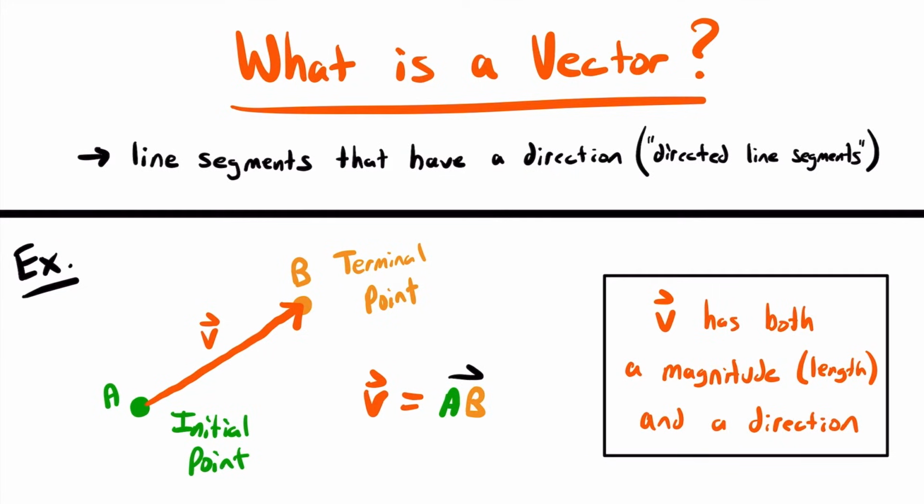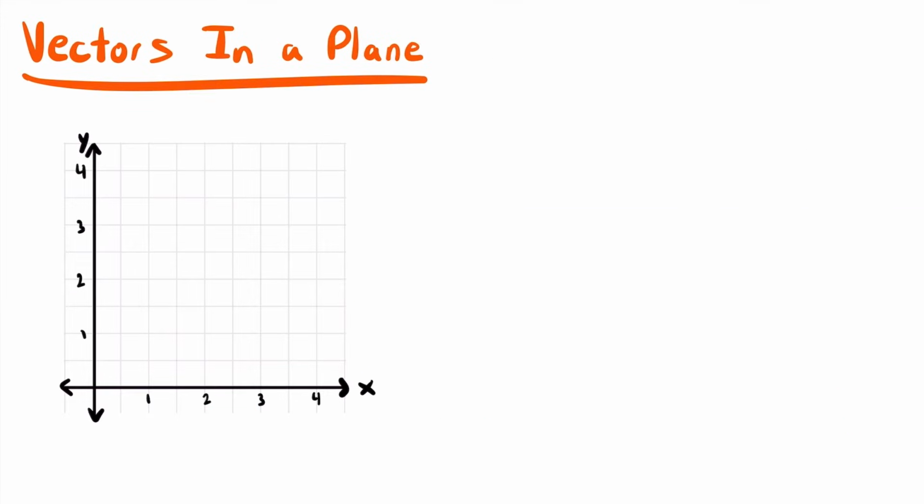But when we actually work with vectors in Calculus 3, we're not going to be working with them in blank space like we did right here. Instead, we are going to work with vectors in a coordinate plane. Here we have a very simple coordinate plane, and if we want to draw a vector within this plane, we should choose an initial point and a terminal point. So I'm going to draw an initial point right here, and I'm going to label that with A, and then I'll draw a terminal point at this point right here, and I'll label that with B.